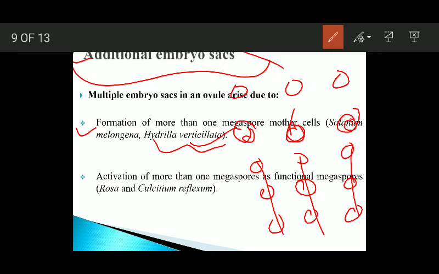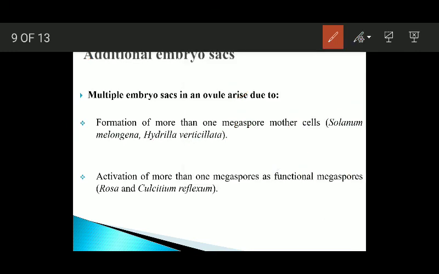One embryo sac will form one embryo. If you are having more than one embryo sac, obviously you are going to have more than one embryo. The second way is activation of more than one megaspore as functional megaspores.